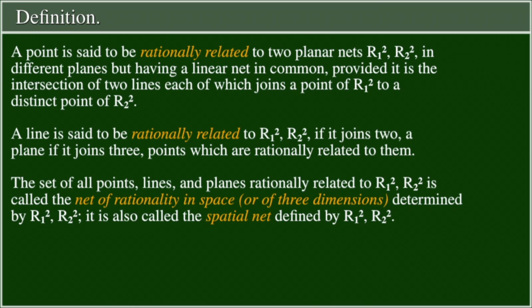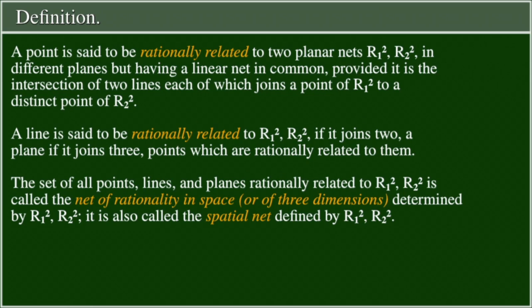Definition: a point is said to be rationally related to two planar nets, R1², R2², in different planes but having a linear net in common, provided it is the intersection of two lines, each of which joins a point of R1² to a distinct point of R2². A line is said to be rationally related to R1², R2² if it joins two, a plane if it joins three points which are rationally related to them.